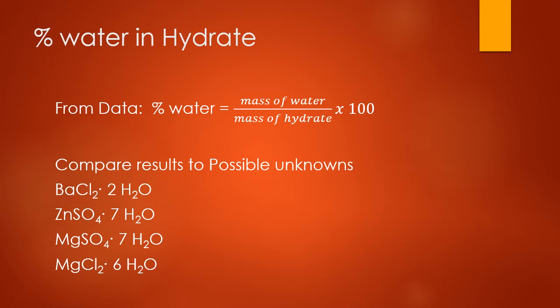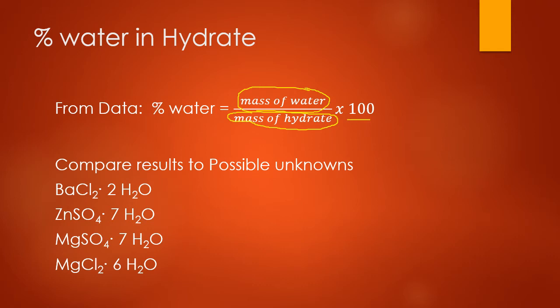So now that we have the mass of water in the hydrate sample and the mass of the anhydrous compound, we can go ahead and calculate our percent water in the hydrate. So we're first going to be calculating the percent water in the hydrate from our data. To do that, using your data, you want to take the mass of the water that you just calculated on the previous slide and divide it by the mass of the hydrate. This is the mass of the hydrate before heating. Once you divide those two, you then multiply by 100 to get it in a percent form.